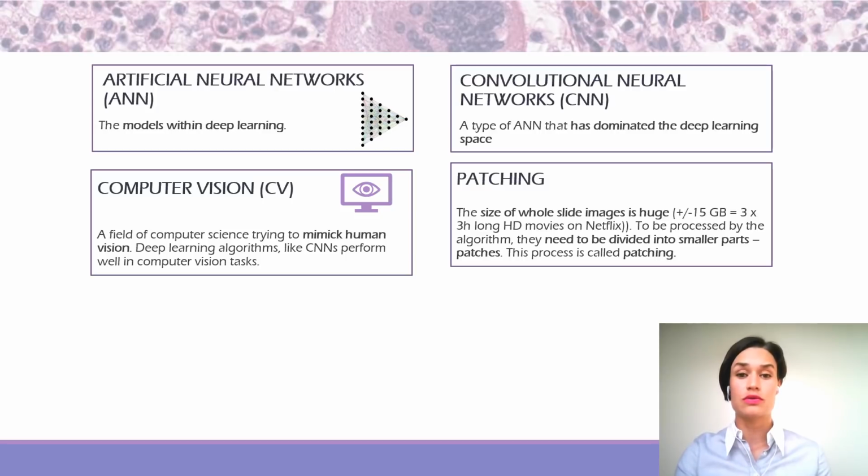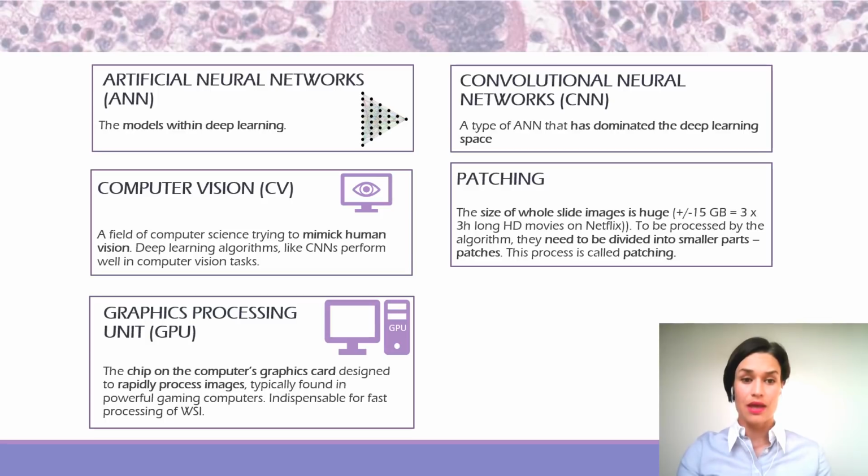So of course, to process them quickly, they need to be divided in smaller squares, and these squares are called patches, and the process is called patching. Graphical processing units are necessary for quick processing of pathology images. These are chips on the computer's graphic cards designed to rapidly process graphics. They're used in gaming, video gaming computers, and are indispensable for fast processing of whole slide images.